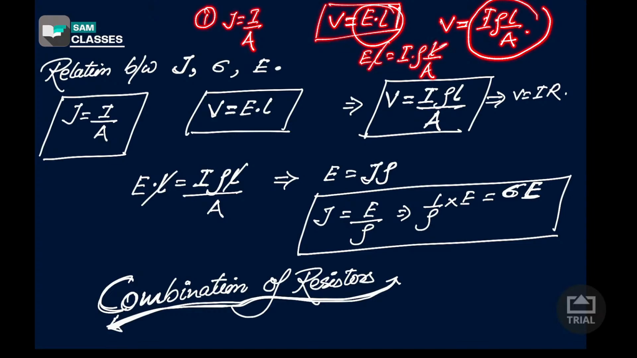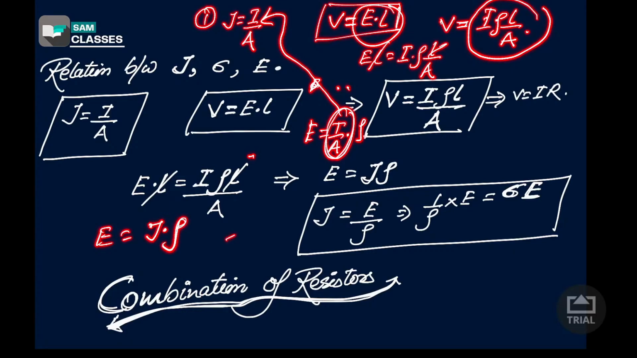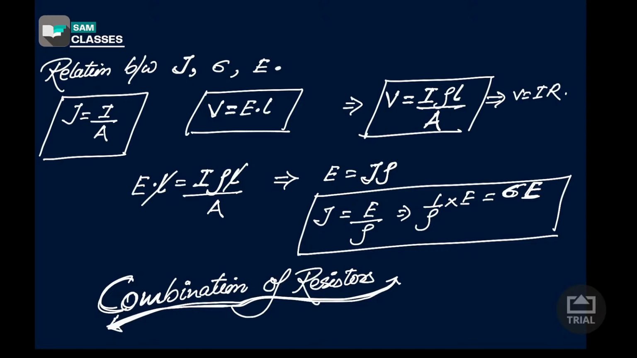So L went home. So E is equal to I by A into rho. Now everybody knows I by A is nothing but J. So E is equal to J into rho. Now J is equal to E by rho. 1 by rho we know is sigma. So J is equal to E into sigma. Clear everyone? Yes or no? Very simple, but it's important. For your CT and COMEDK point of view, very, very, very important.